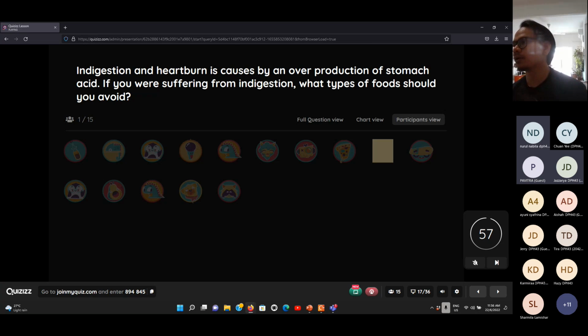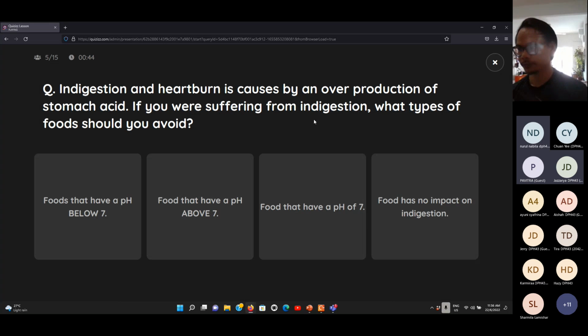Indigestion and heartburn is caused by an overproduction of stomach acid. So if you're suffering from this, what type of food should you avoid? Ini dah masuk dalam buffer. So we're talking about pH right now.